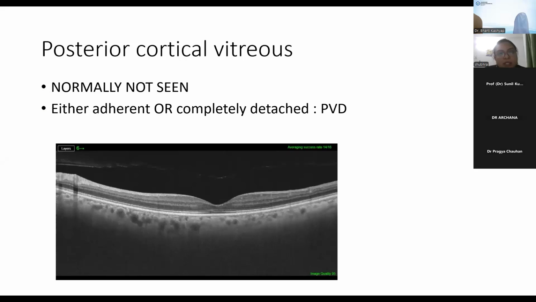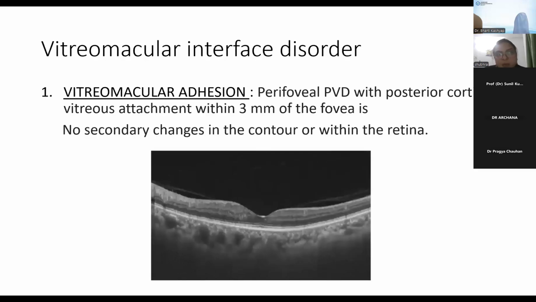That is what I was talking about. This is the posterior cortical vitreous, which is normally not seen because it is either adherent or it has completely detached and it has gone up. Sometimes it is seen, as you can see in this picture. This is a picture of a posterior vitreous detachment, and this is a complete PVD that has happened.